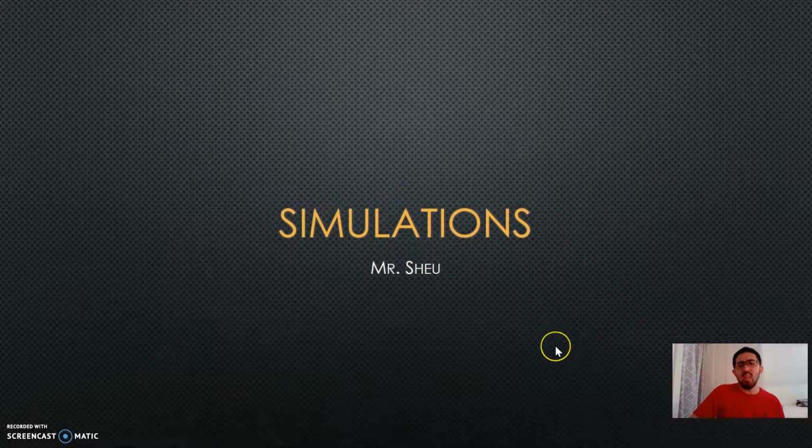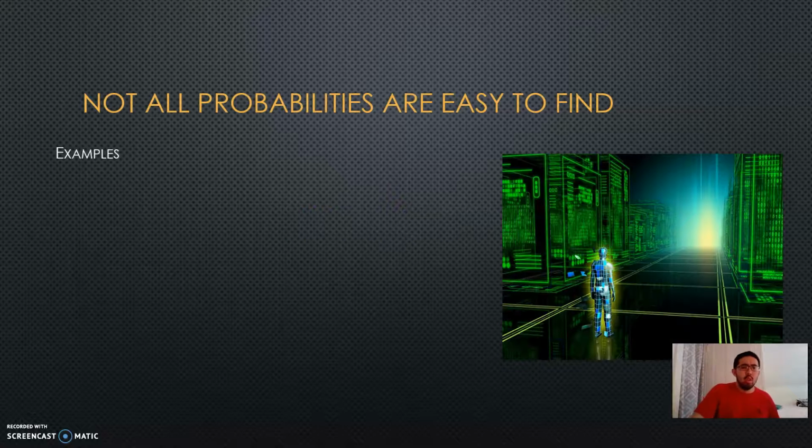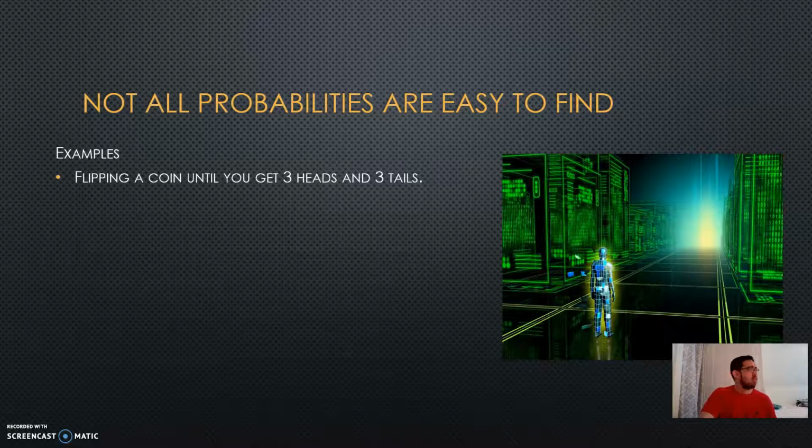Okay? So, why would we need that? Like at all, ever? Well, generally we don't need simulations except in instances where probabilities are not that easy to find. So, for instance, a probability that's a little harder to find would be flipping a coin until you get 3 heads and 3 tails.